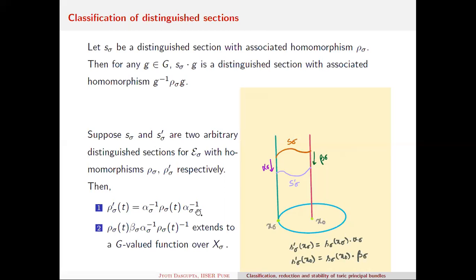So there is a typo here. This inverse will not be there, I think. And another relation is also there, which involves beta sigma, which is here. So it involves both of them. So this is giving a classification of distinguished sections over these affine pieces.